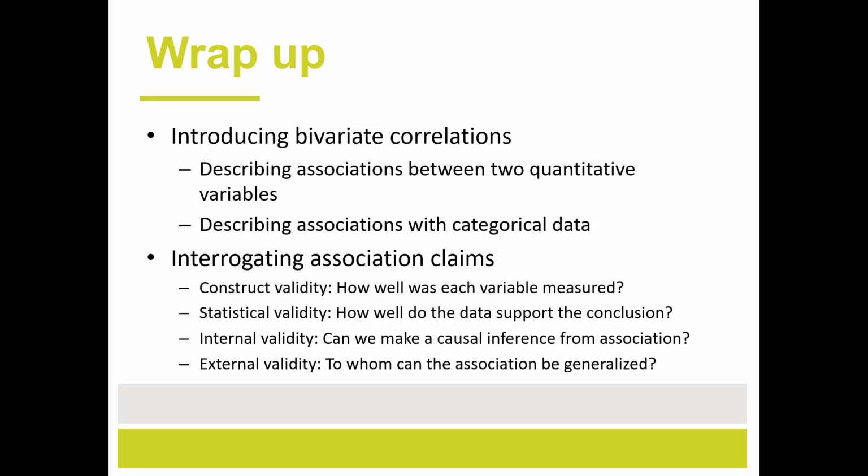So let's wrap up this week's topics. We first introduced bivariate correlations. We discussed how a bivariate correlation is simply an association between two variables. We talked about how we can use different representation and statistical analysis methods depending on whether or not we have a categorical variable. We also discussed how we would go about interrogating such association claims. We discussed what questions we might ask ourselves to determine the strength of the 4 big validities: construct, statistical, internal, and external validity.